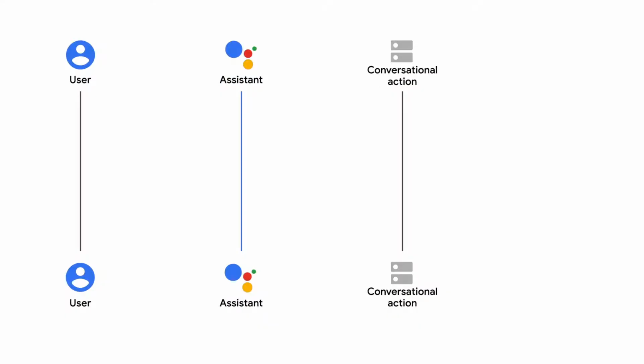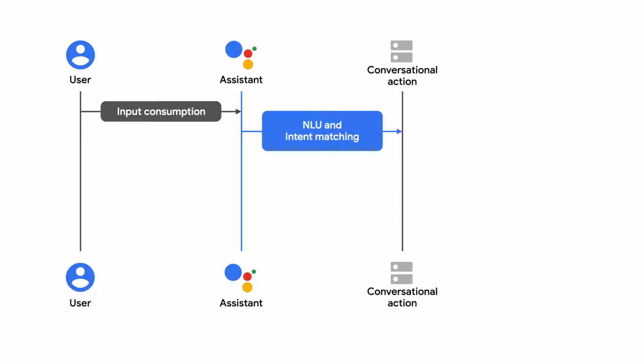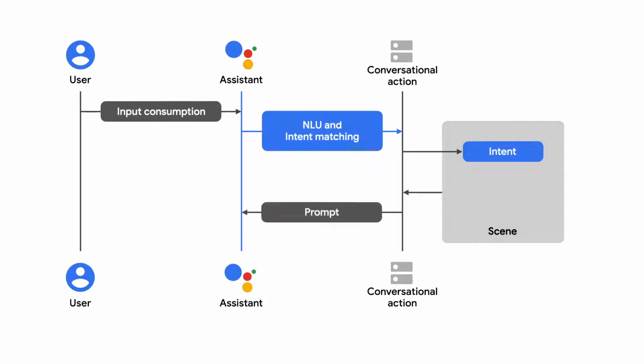After your action is invoked, the user's input goes to the Google Assistant, where natural language understanding, or NLU, is applied. Then the Google Assistant sends that data of the slot or intent matching to your action. Then the action generates a prompt and sends that to the Google Assistant, and the Google Assistant sends that to the user. This back and forth continues until either the user or the action ends the conversation. Now let's start by building.